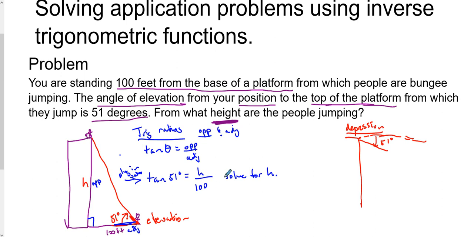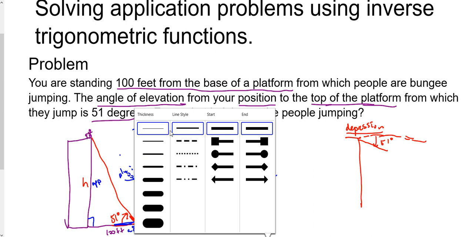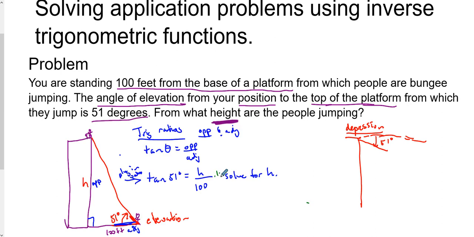So how do we solve for h? Well, do a little algebra. Multiply both sides by 100. And so we have 100 times the tangent of 51 degrees, and that's going to equal h. We can put this in our calculator. Make sure your mode is in degrees in this case. We take 100 times the tangent of 51 degrees and press enter.